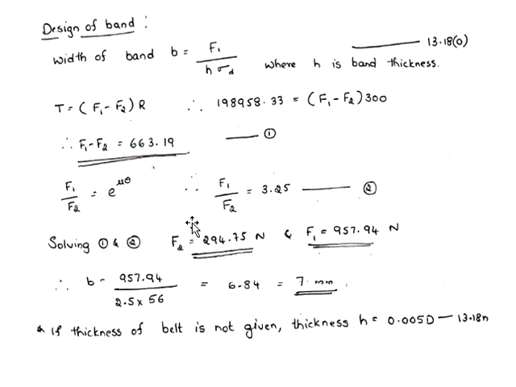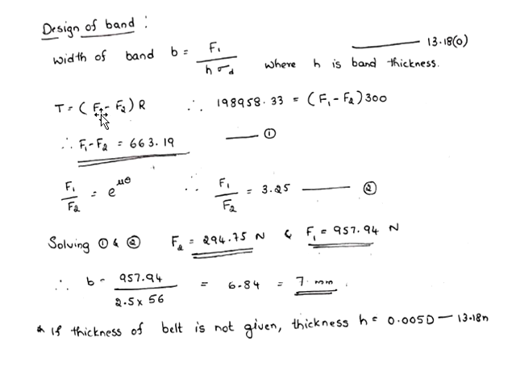Thickness is 2.5 mm. That is given. If thickness is not given, you can use equation 13.18 to find out thickness of band. After calculating thickness, calculate width of the band. Equation to be used is B is equal to F1 divided by H into sigma d. To find out F1, I told you there are two equations. One is T is equal to F1 minus F2 into R, and second equation is F1 by F2 is equal to e to the power mu theta. We have to use these two equations to find out F1 and F2.